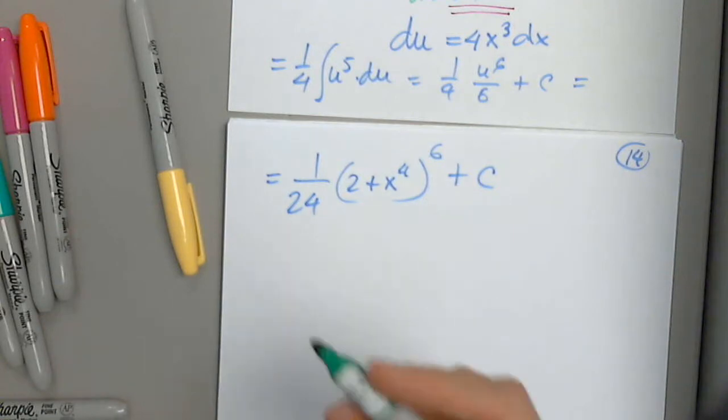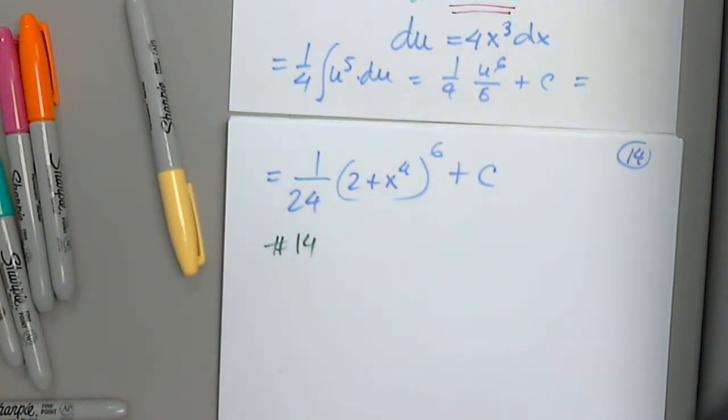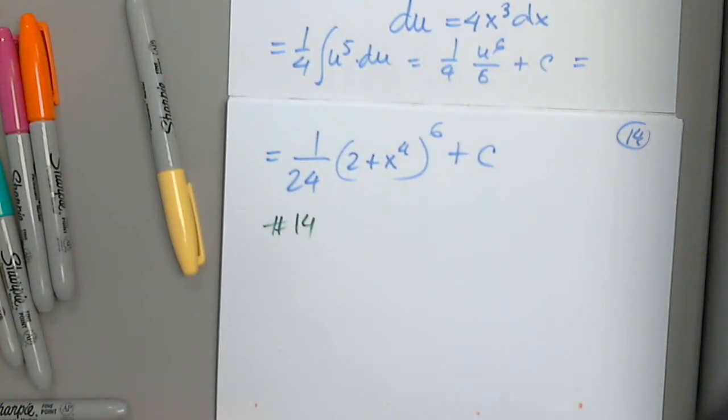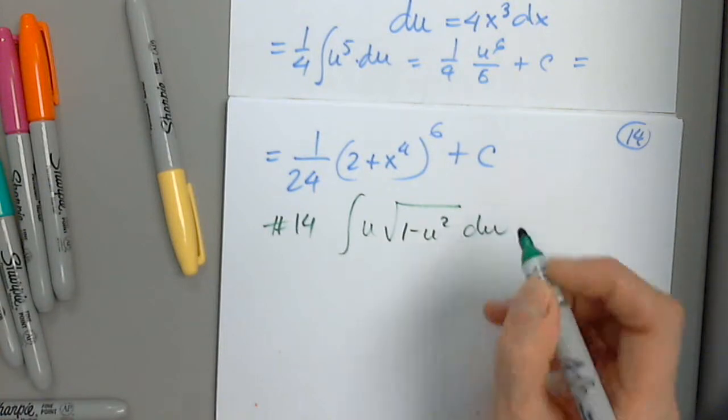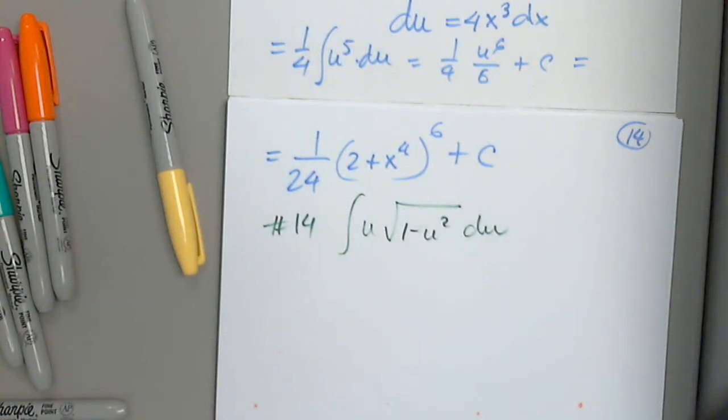Let's look at problem 14. Same page. The integral of u times the square root of 1 minus u squared du. You can use any substitution you want, any letter you want. But the idea is that du must be in the problem. So if you use t, that's fine. dt must be in the problem. What do you think our substitution would be?